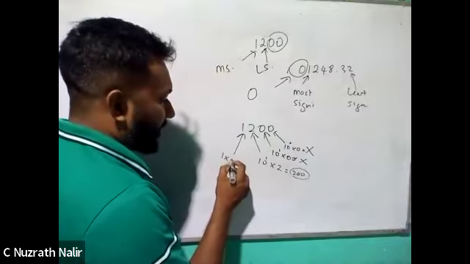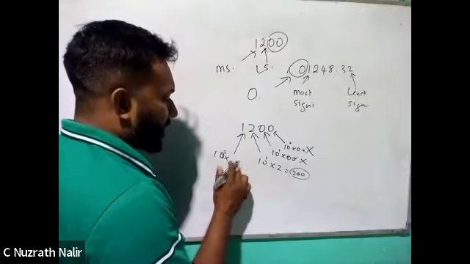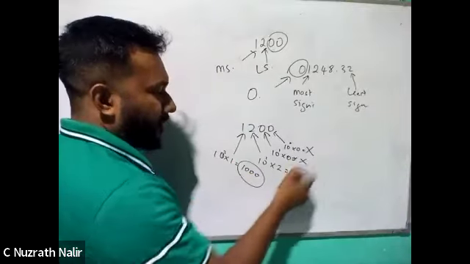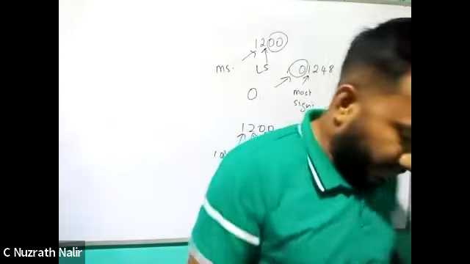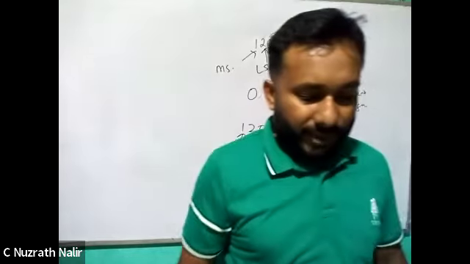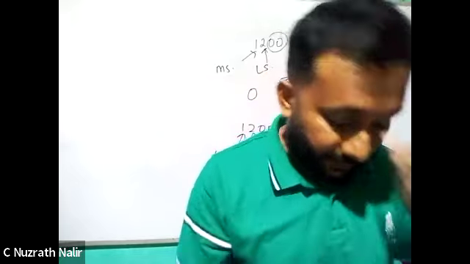Then this one is 1 into 10 to the power 3, which is 1000. So this is the highest value in this part. This is the concept of the most significant bit and the least significant bit. Okay, my dear students, please try to understand this.